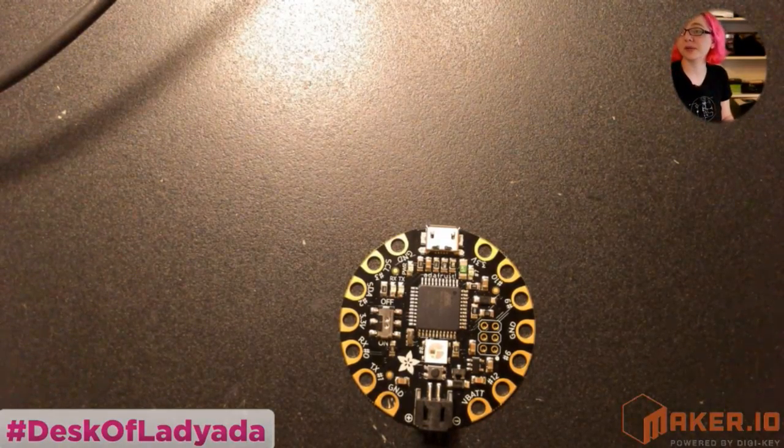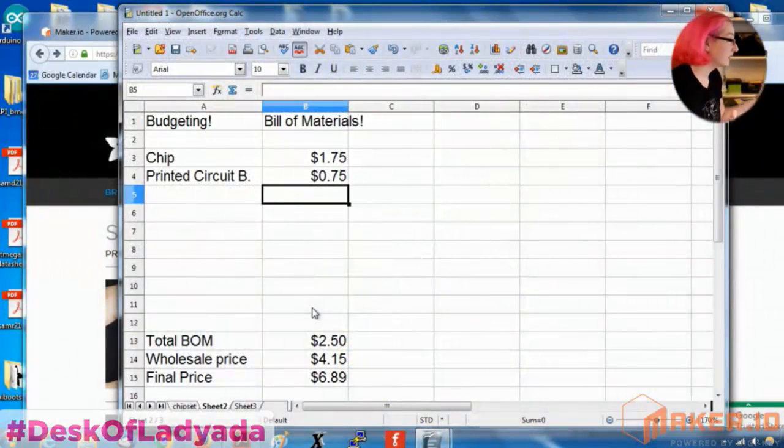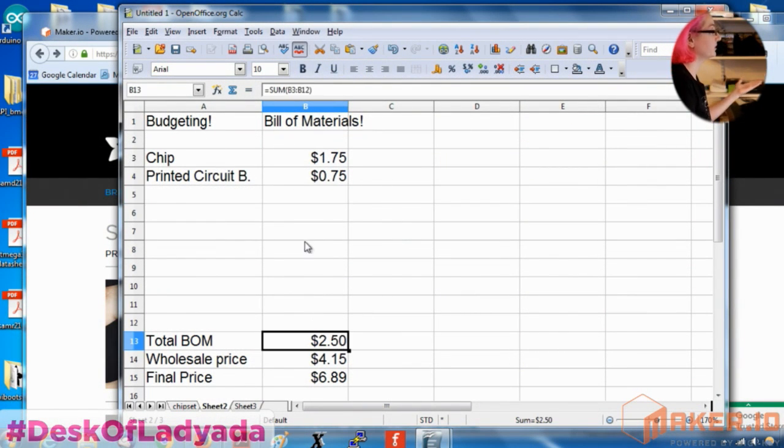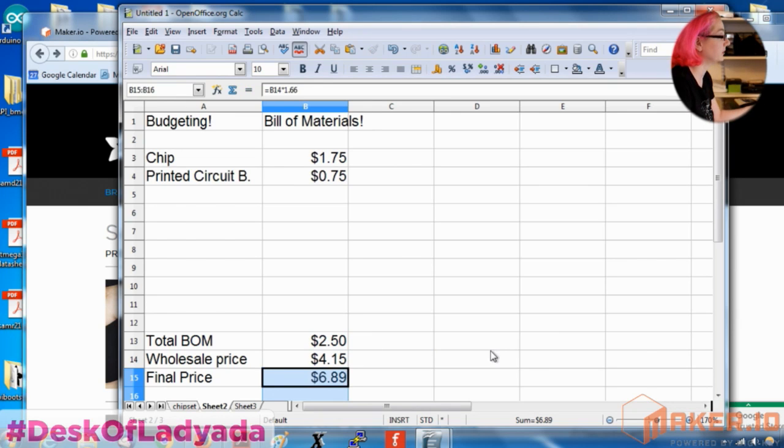Okay, so back to Compy. All right, so PCB 75 cents. So you can see this is starting to creep up. Bill of materials already $2.50. Yeah, I know, it goes fast and it's expensive. It's now $7 is the minimal price.